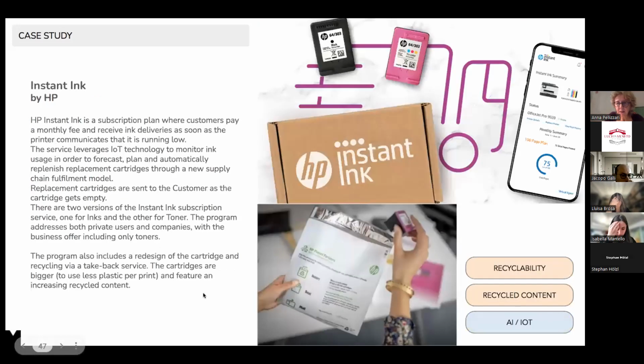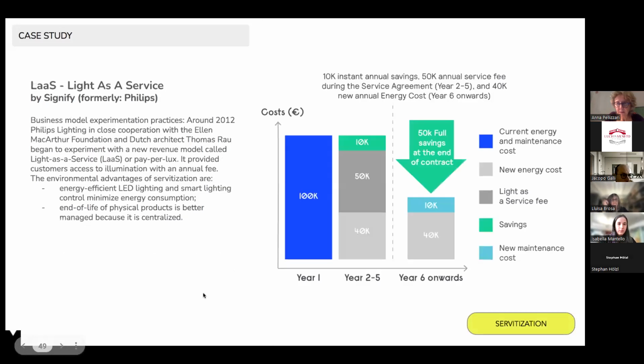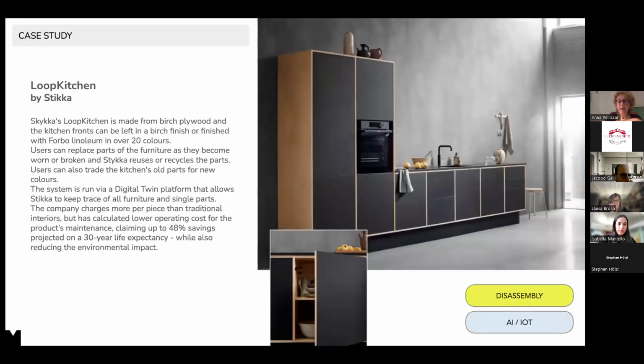Before this one, I would go with maybe, sorry, this. Yeah, I'm jumping a little bit because I think that this connects somehow with the Valinge case study. This loop kitchen is a project by Stikka, which is a Norwegian or maybe Danish, sorry, I don't remember exactly, company.